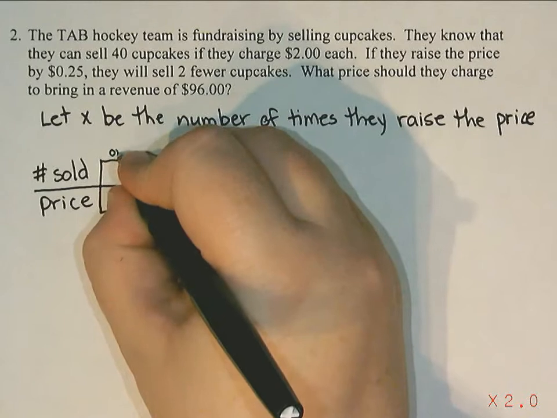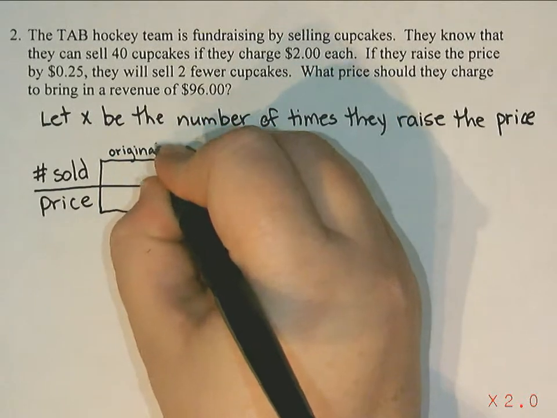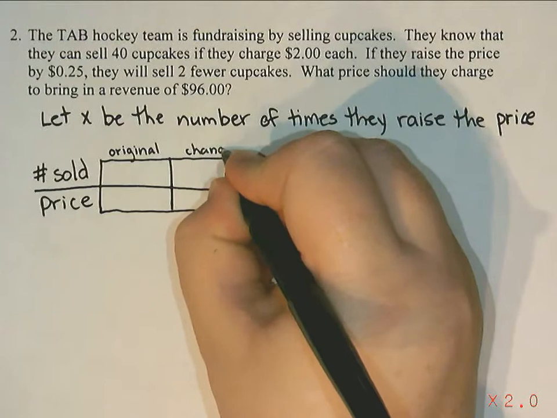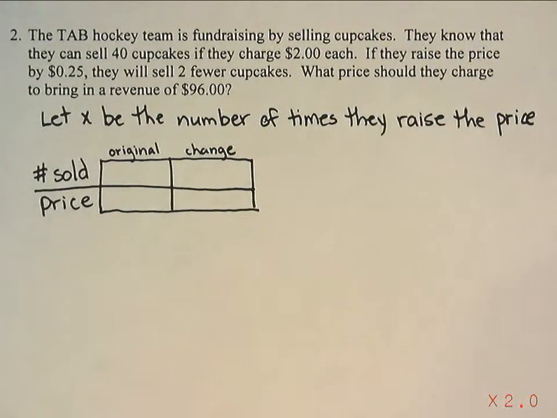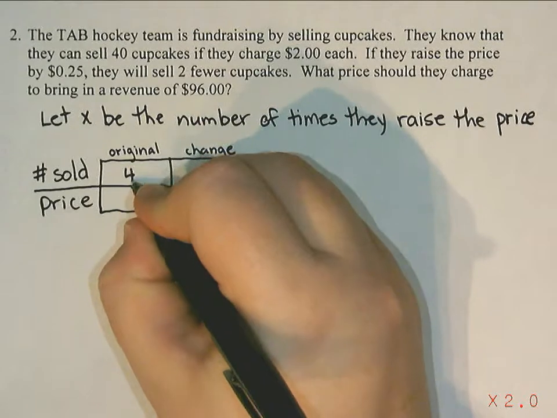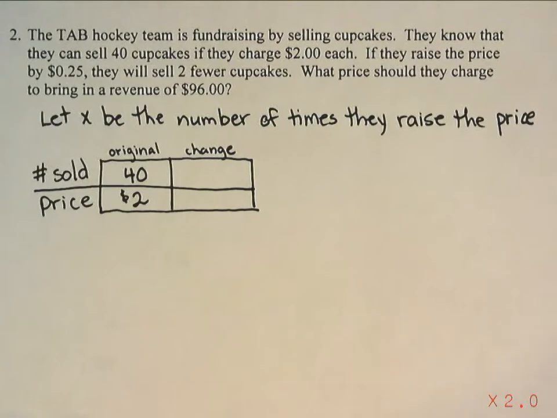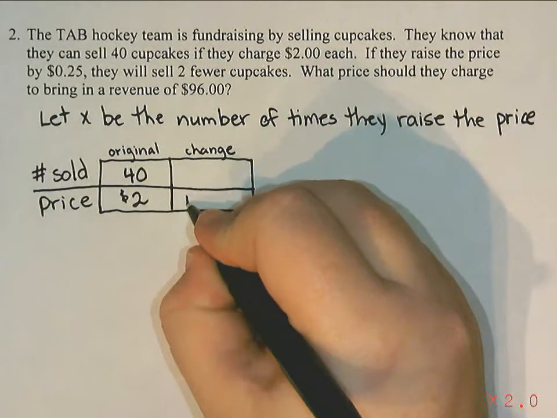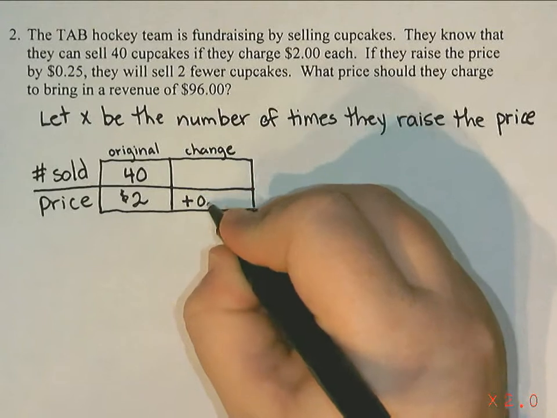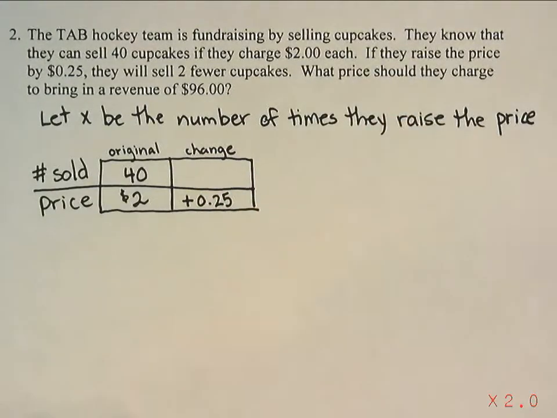So I'm going to say original and the change. So they know that they can sell 40 cupcakes if they sell them at $2 each, right? So the original number sold would be 40 and the price would be $2 a cupcake. Now they want to raise the price by 25 cents. So I'm going to put under the change that we're going to add on another 25 cents. But I don't know how many times they're going to do that. They might do it once, they might do it twice, they might do it 3 times. I'm not sure what the best balance is for this.